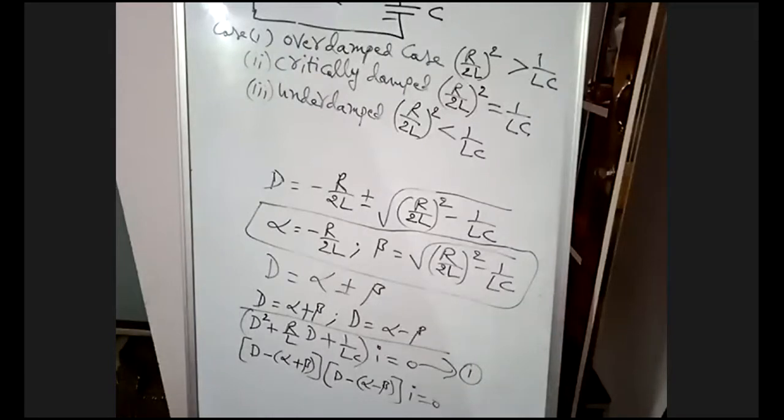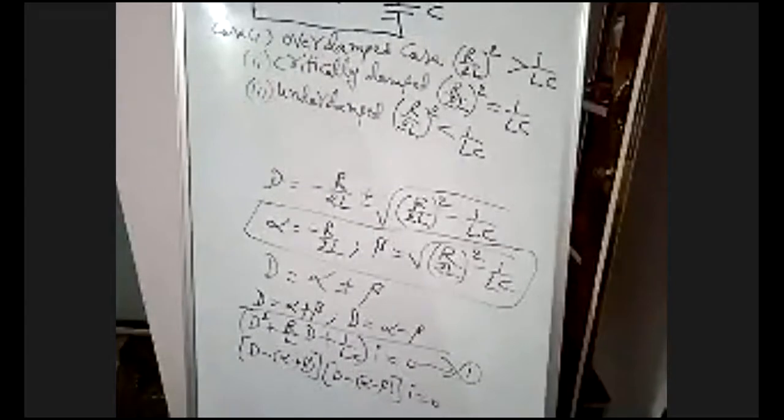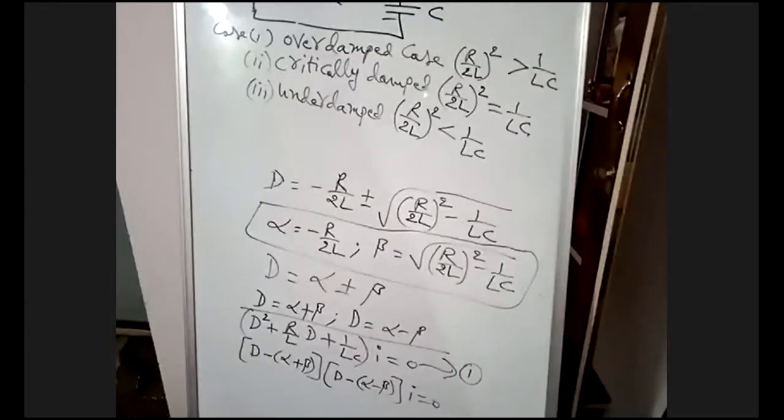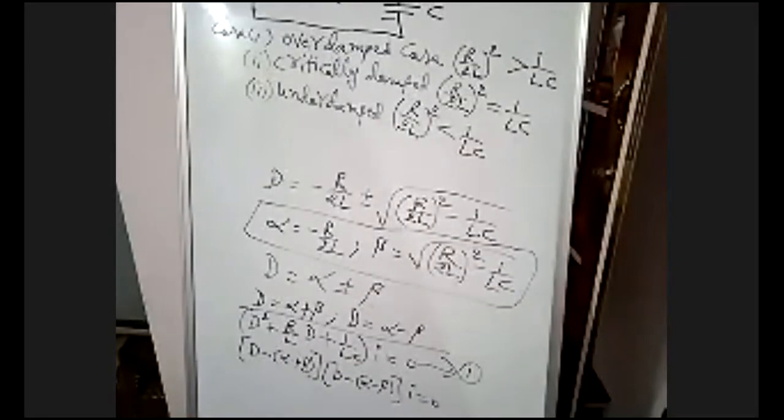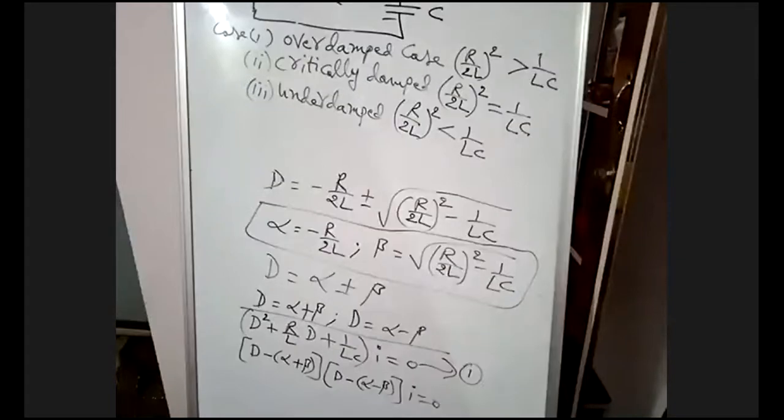Under the root, the square root of minus 1 is j, or i, the imaginary number. Yes, sir. Square root of minus, you take common, 1 by LC minus (R by 2L) whole square. Square root of -1 is the imaginary number, i or j. So you'll get complex roots under the underdamped case.